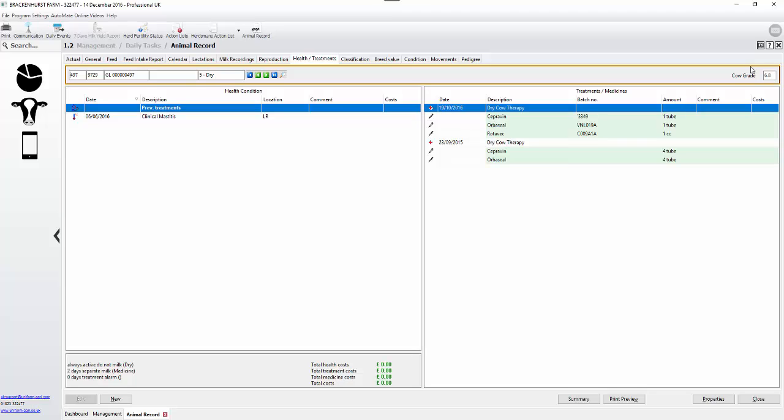So we think Cowgrades is a really different, exciting way of looking at and analysing data, pulling together all these factors and then giving the cow a grade or a score.